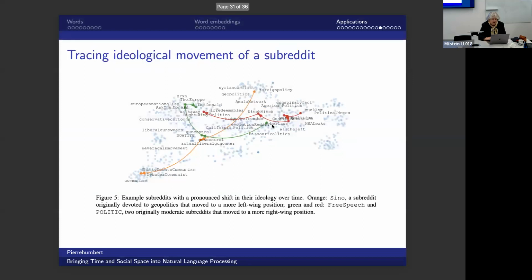Or you can even track the ideological movement of entire subreddits this way. So here we have a Sino, which was a Chinese one, moved to a more left-wing position over time. And the free speech and the politic subreddits were originally rather moderate and moved to the right, as you see the arrows going the other way.